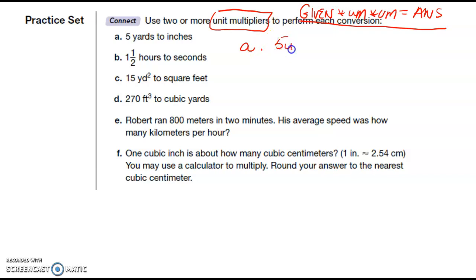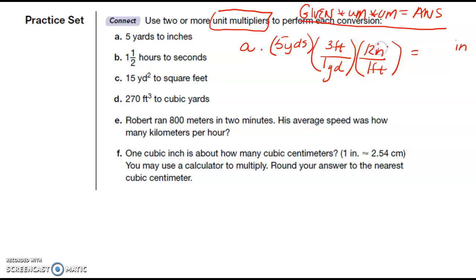We are given 5 yards, and I know I need at least 2 unit multipliers, and we're trying to get to inches. So let's use 1 yard is equal to 3 feet, and 1 foot is equal to 12 inches, because the unit you want needs to be on top. Yards over yards cancels, feet over feet cancels, and I end up with 5 times 3 times 12 over 1 times 1, which is going to give me 180.